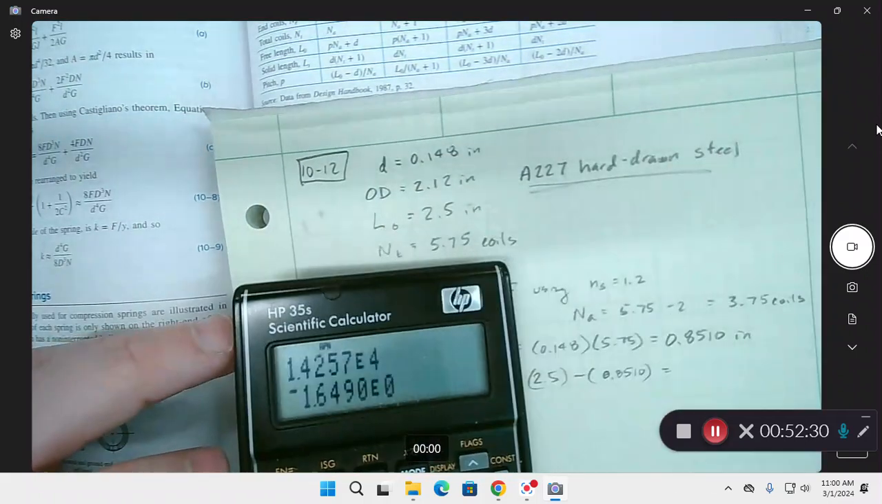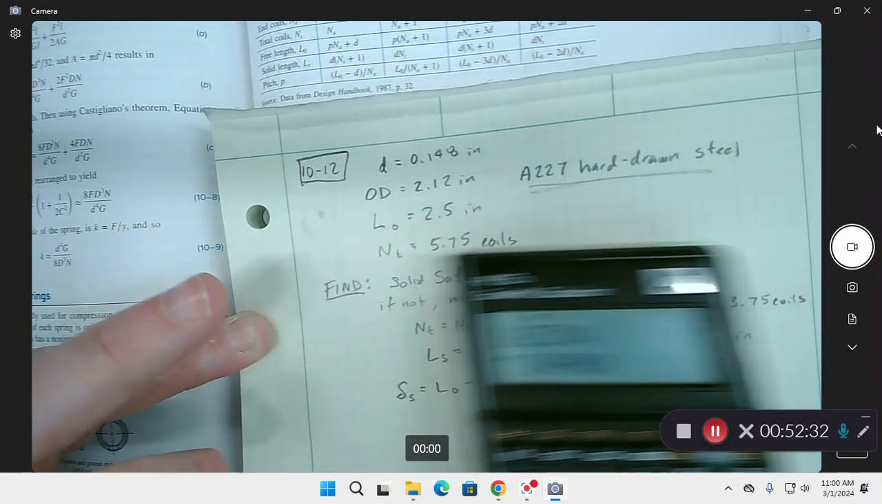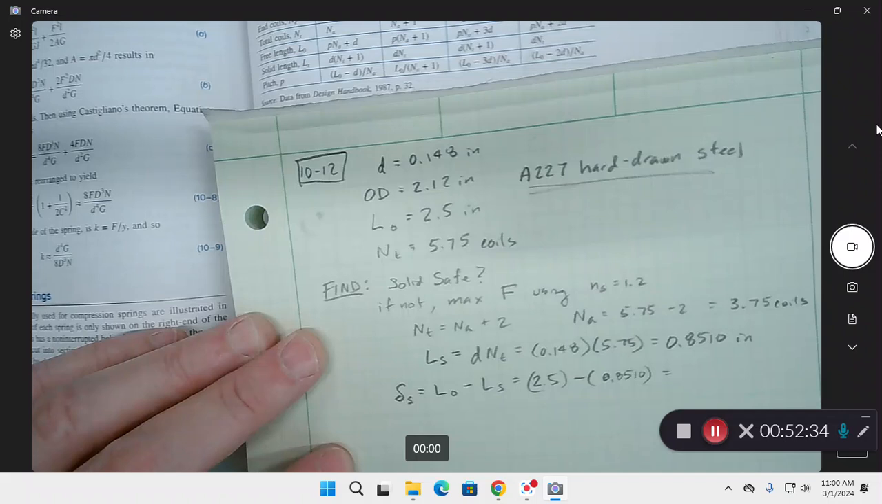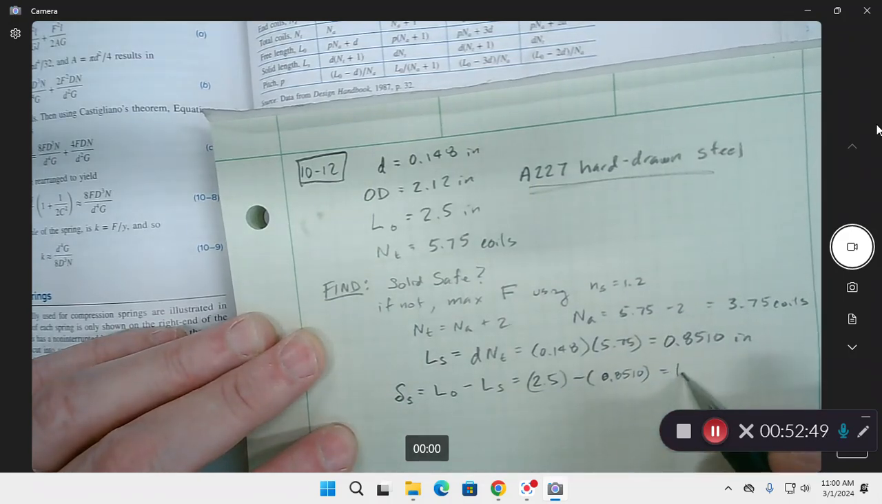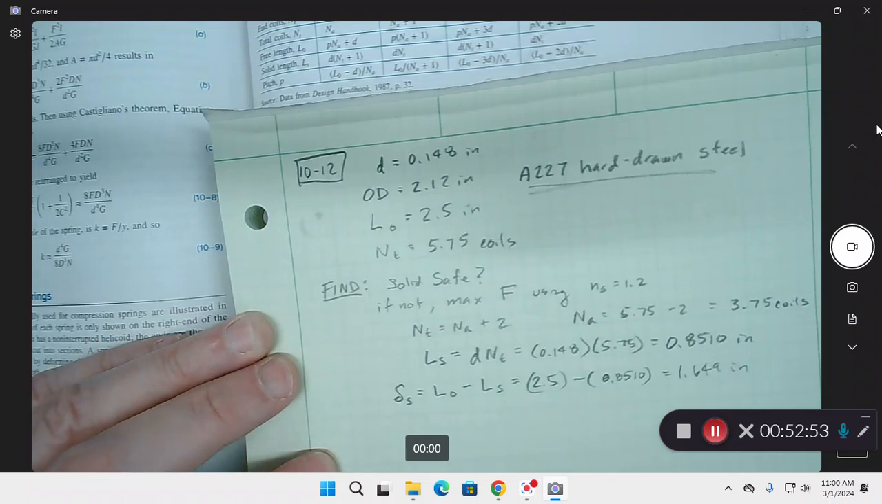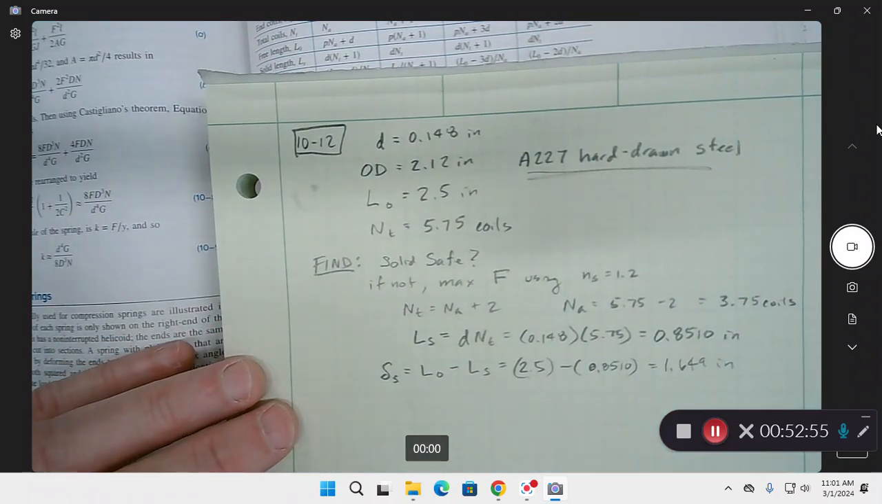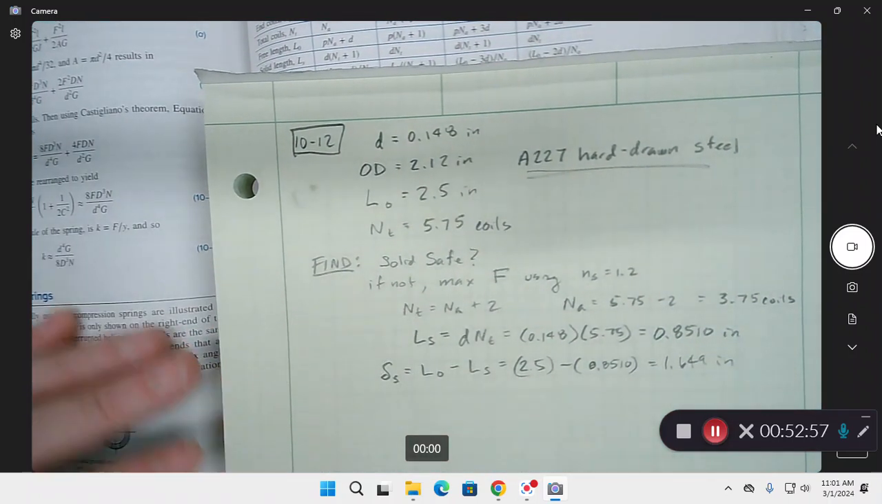Oops. Oh, I know what I did. Big dummy. You're such a screw up. 2.5 minus 0.851. Okay, 1.649 inches amount of deflection. We did all the damage we can there.